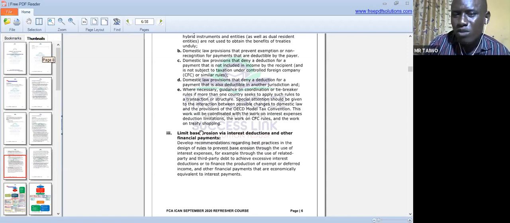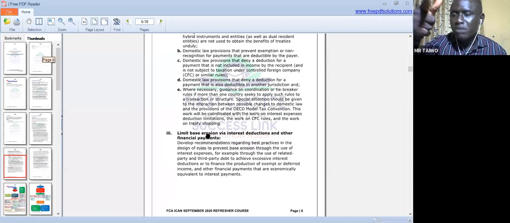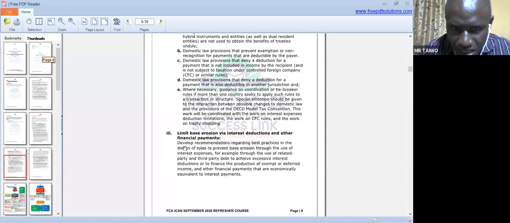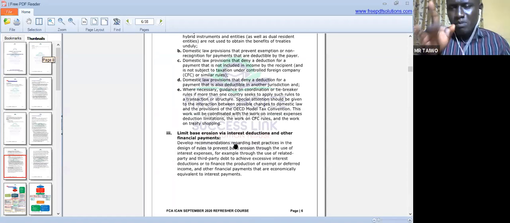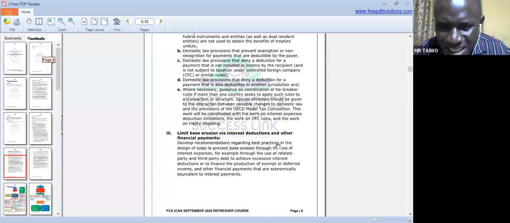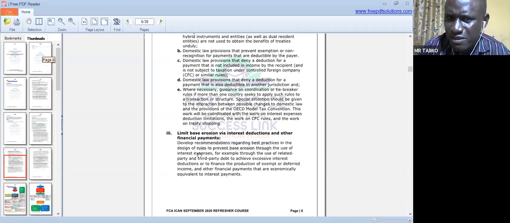That is one of the ways our finance bill attacked this concept: limit base erosion via interest deduction and other financial instruments. Look at what they put there. Develop recommendations. The one Nigeria developed in the finance bill: best practices in the design of rules to prevent base erosion through the use of interest expense.